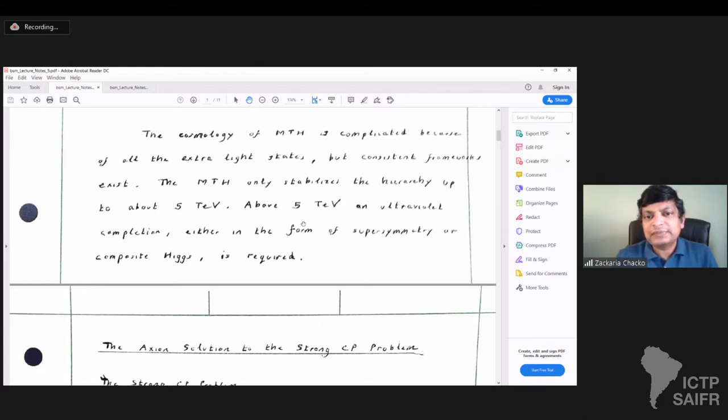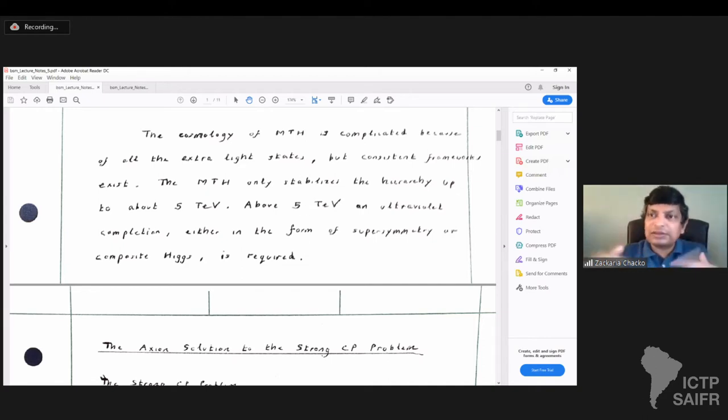And similarly, in supersymmetry, instead of having the superpartner of the top at 500 GeV, you could have it at 2 or 3 TeV. And below 2 TeV, you have something like the mirror twin Higgs coming in. So you could put the whole mirror twin Higgs into a supersymmetric framework and reduce the fine tuning, right?